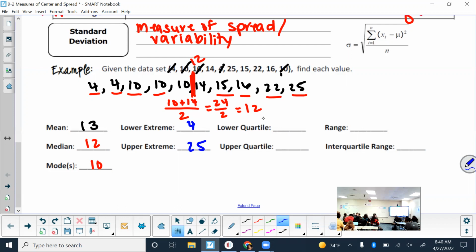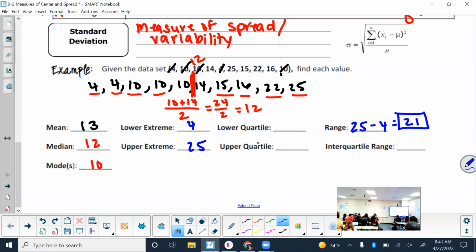I'm gonna skip upper and lower quartile for a second. Let's do the range. What's the formula for range? So then I need to do 25 minus 4, my maximum minus my minimum, which is 21. 21 for the range. Everyone with me so far?